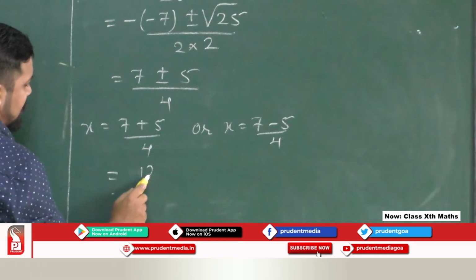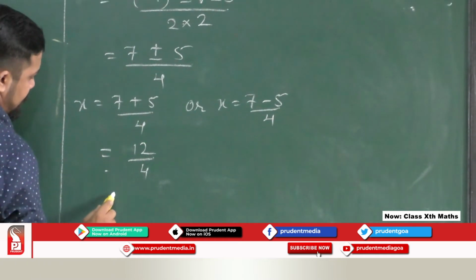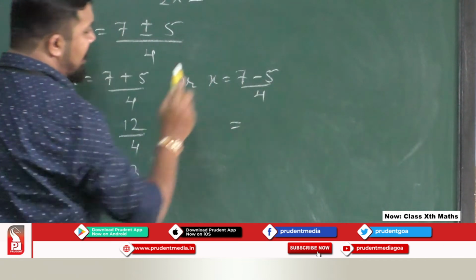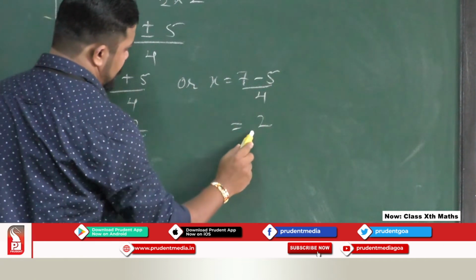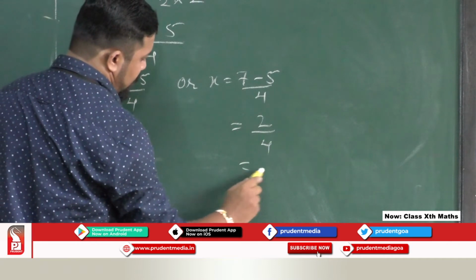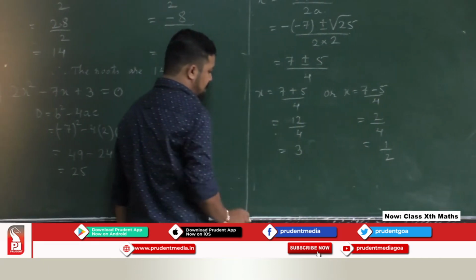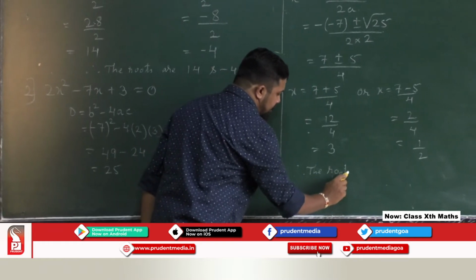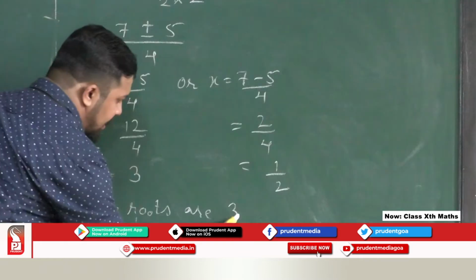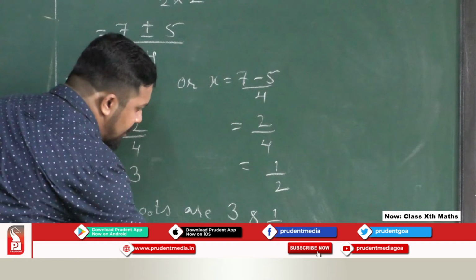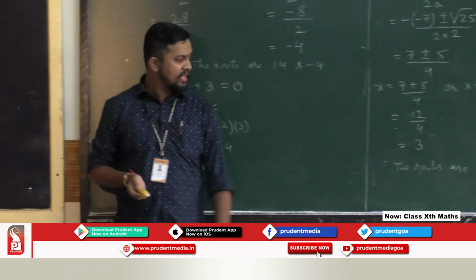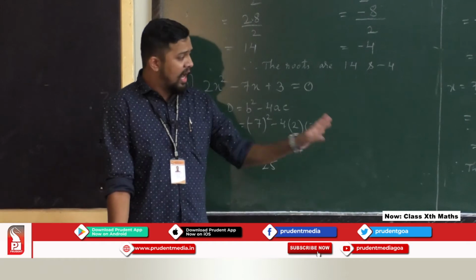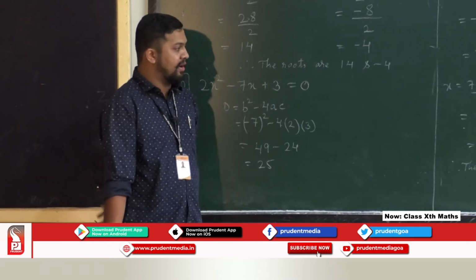So that is 12 by 4, which gives you 3, and 7 minus 5, 2, 2 ones are 2, 2 twos are 4. Again, therefore, the roots are 3 and 1 by 2. Please don't forget to write the last statement. That is very important. You have to mention the roots or zeros are 3 and 1 by 2.